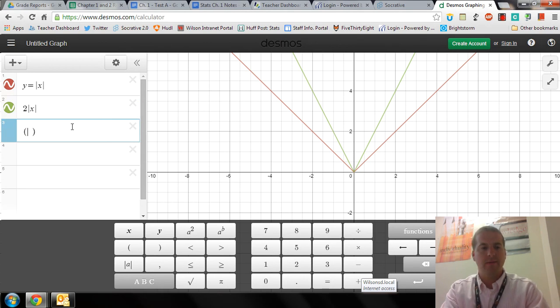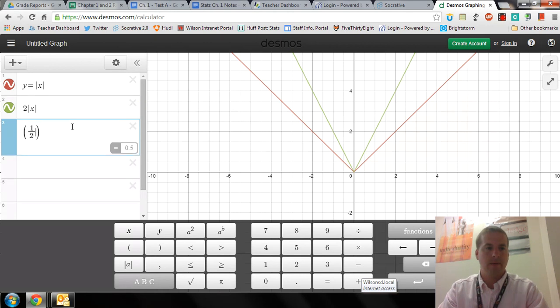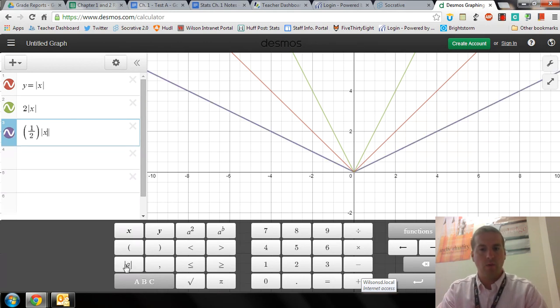If we would take this now and say 1/2 times the absolute value of x, see how it widens. Now each x value is double what the original was. So y is equal to x is 2, 2 here. Here it's 4, 2. So this would be similar to dividing your absolute value by 2.